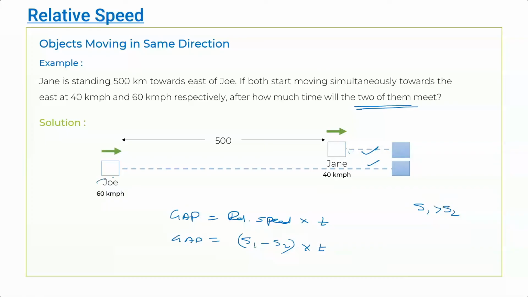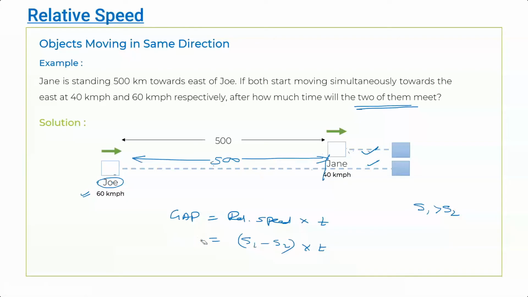What does Joe need to do? Joe has a higher speed of 60 and needs to meet Jane. So obviously, since the speed is high, Joe would be able to meet Jane someplace. But Joe has to cover this net distance of 500 kilometers, the initial gap. This is the initial gap that Joe has to cover to meet Jane. The rest of the distance is the same. So the net gap that Joe needs to cover is 500.